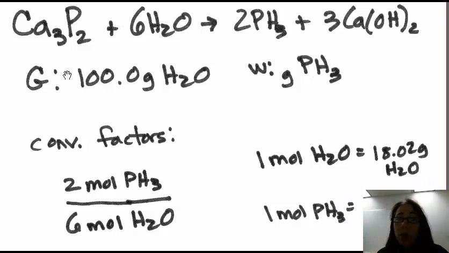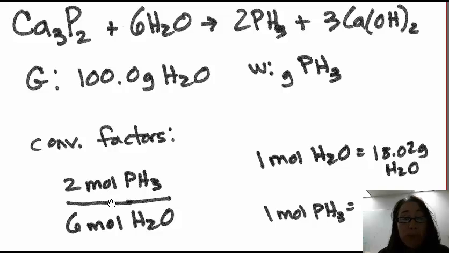Okay, so when I solved this problem, I wrote out the balanced chemical equation at the top of my page so I could keep track of it. And I wrote out what information I was given, the 100.0 grams of water, and what I was looking for, the grams of phosphine. So in any stoichiometry problem, we will always use the mole ratio, which will be the moles of the desired chemical to the moles of the given chemical. So in this case, we're given water, so 6 moles of water goes in my denominator and 2 moles of phosphine goes in my numerator.